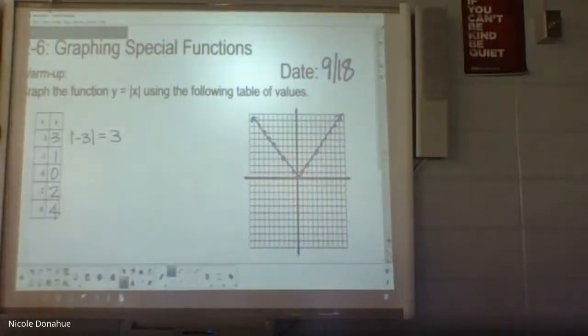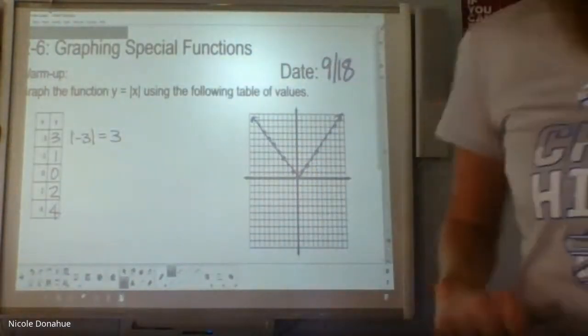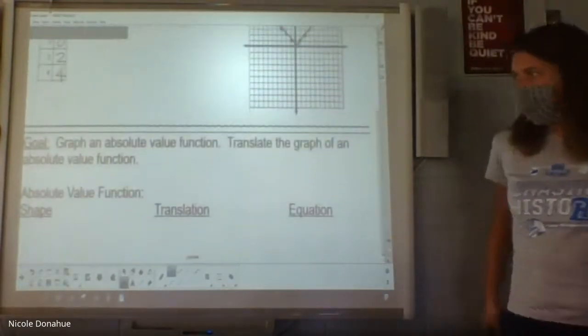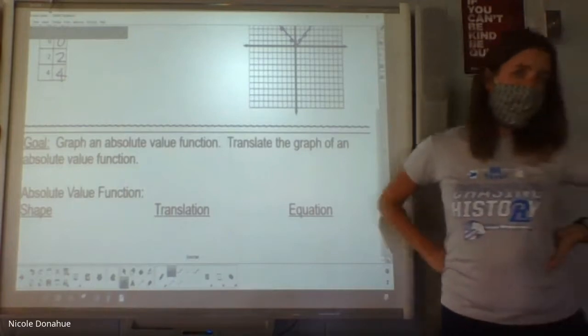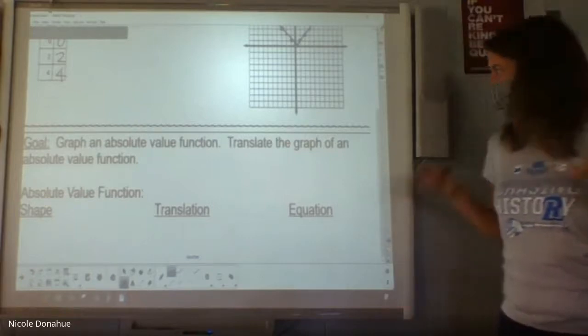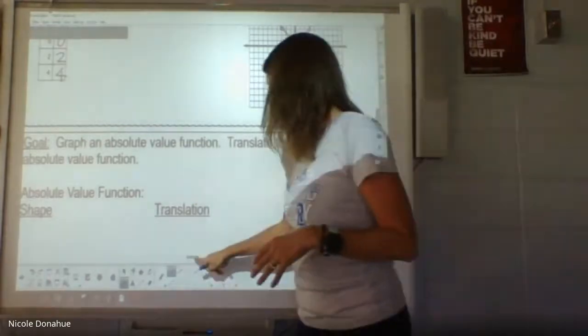So this is the general shape of our absolute value graph that we're going to work with today. So we're going to talk about graphing the absolute value functions today. Then we're going to translate, which means move it, the graph on the absolute value. So we're going to move that around depending on the situation.